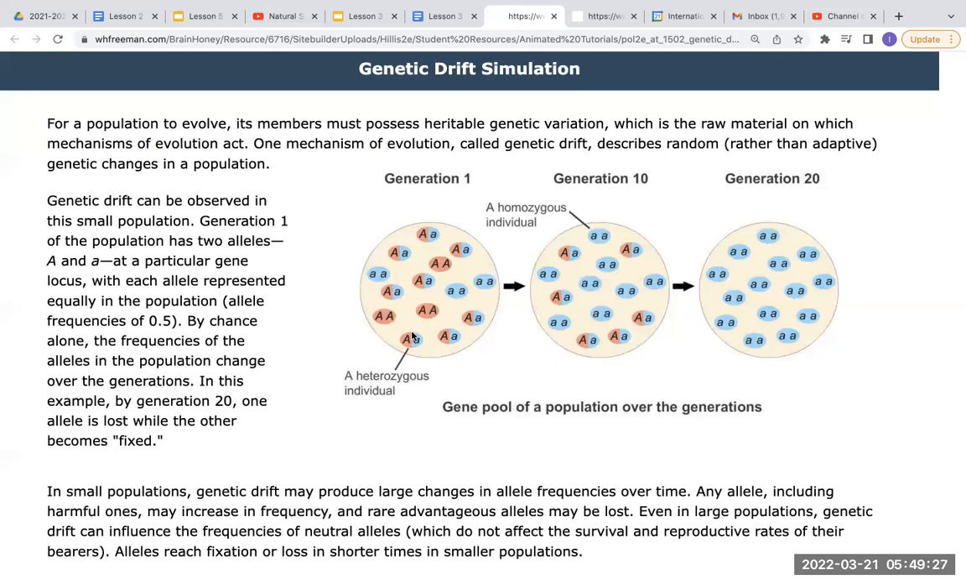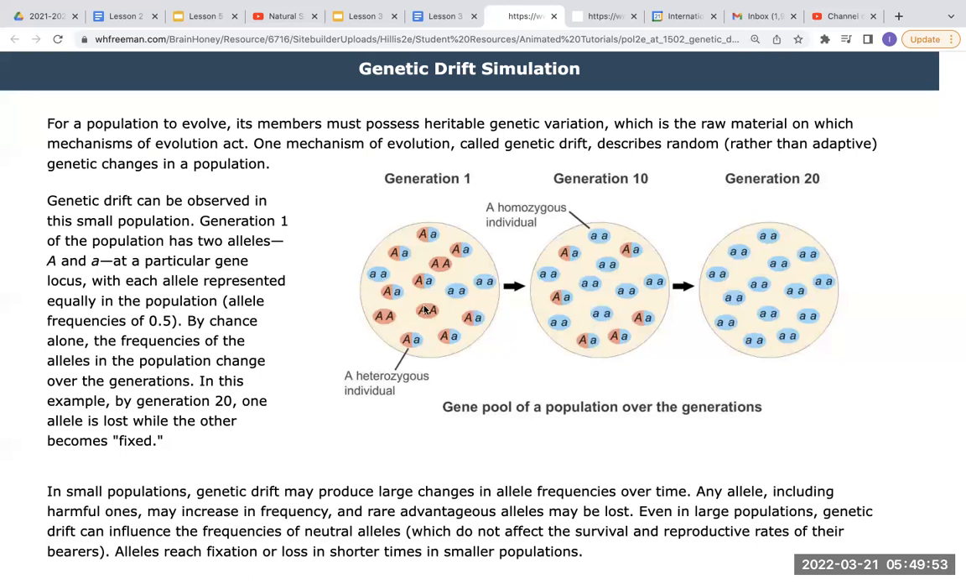Depending on just pure chance, so this is what we call a chance process, depending on the chance itself, whether or not the little a or the big A becomes the egg or the sperm that gets to fertilize and produce the next generation, we're going to have different allele frequencies to the previous generation.